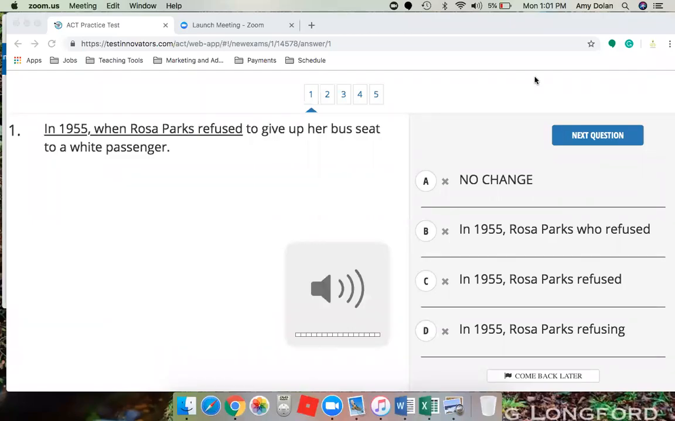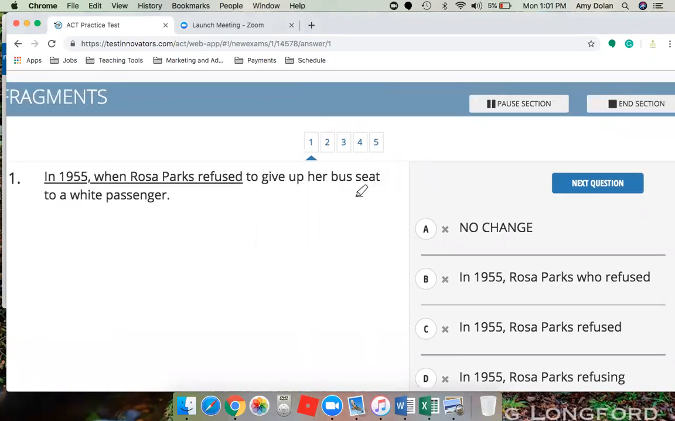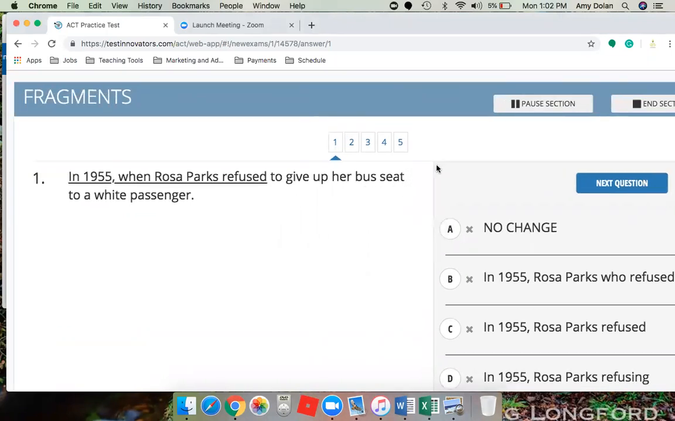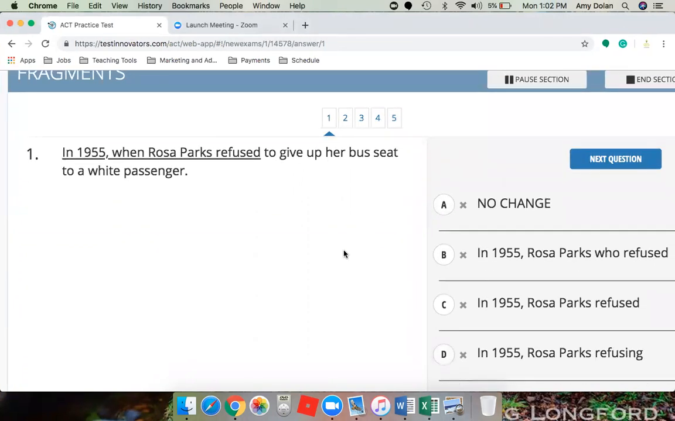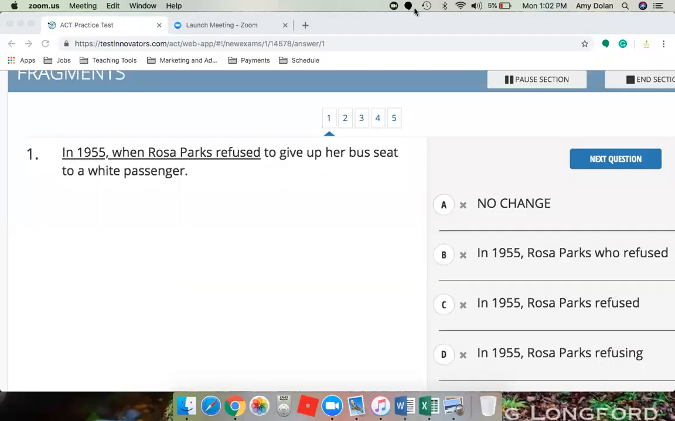Hi, everyone. One of the other things that they test on the ACT English is sentence fragments. So we're just going to do a couple today. We'll start off with this first one. In 1955, when Rosa Parks refused to give up her seat to a white passenger. If you look at that, you'll notice that it is not a complete sentence.